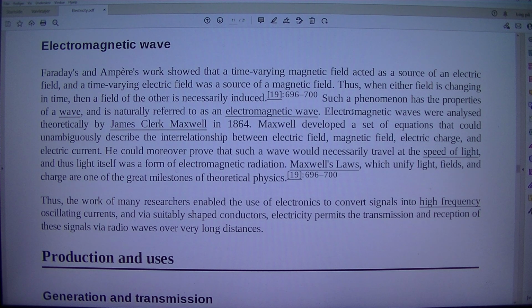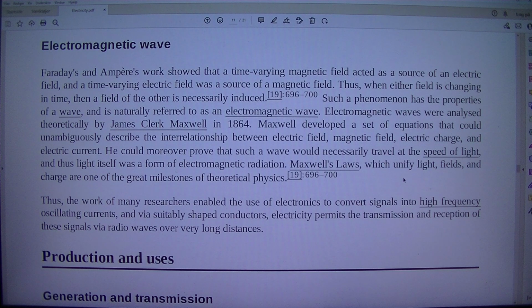Such a phenomenon has the properties of a wave, and is naturally referred to as an electromagnetic wave. Electromagnetic waves were analyzed theoretically by James Clerk Maxwell in 1864. Maxwell developed a set of equations that could unambiguously describe the interrelationship between electric field, magnetic field, electric charge, and electric current. He could moreover prove that such a wave would necessarily travel at the speed of light, and thus light itself was a form of electromagnetic radiation.